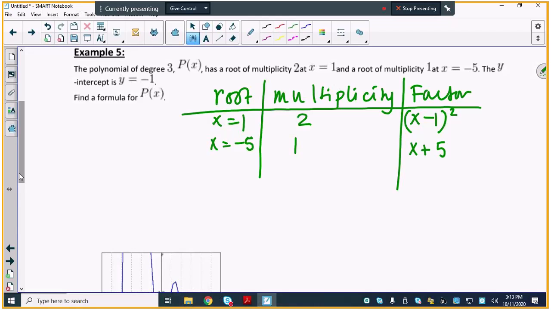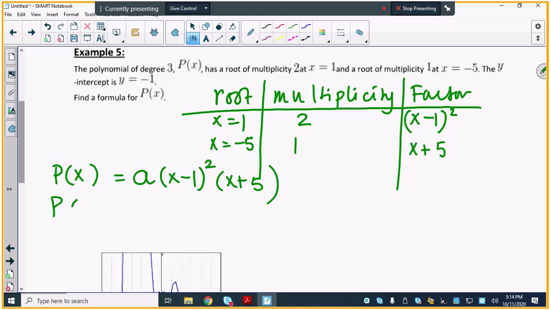So I will say the polynomial that I'm trying to find is the product of these factors. x minus 1 squared times x plus 5. But because I do not know the leading coefficient, I go with a. And how do I find the value of a? Remember, there is one other piece of information. The y-intercept is y equal to -1. So if I put 0, then that must give you the y-intercept -1.